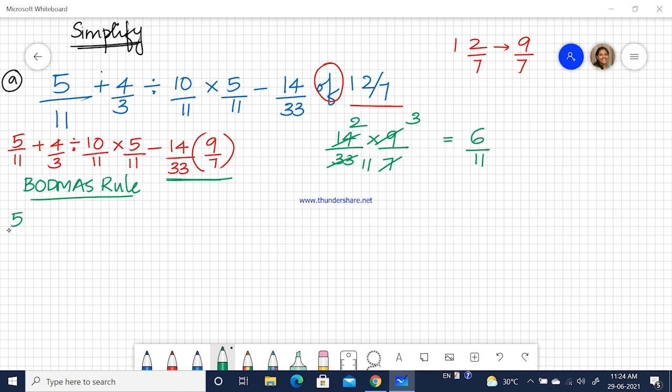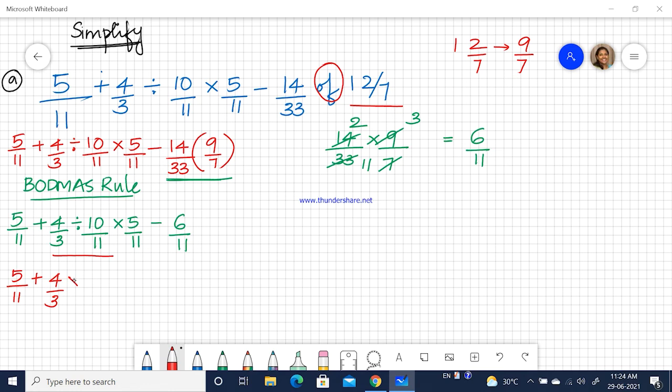So make the expression 5 by 11 plus 4 by 3 divided by 10 by 11 into 5 by 11 minus 6 by 11. So we have done the bracket of. Now the next section we will be focusing on is the division part. The division will be converted: 5 by 11 plus 4 by 3, and whenever there is a division, you will be doing a multiplication with the reciprocal, that is 11 by 10 into 5 by 11 minus 6 by 11.